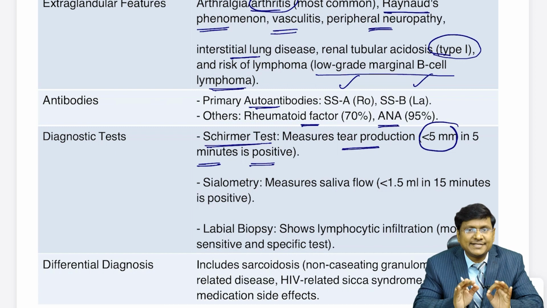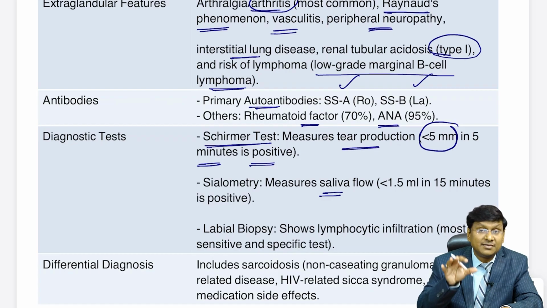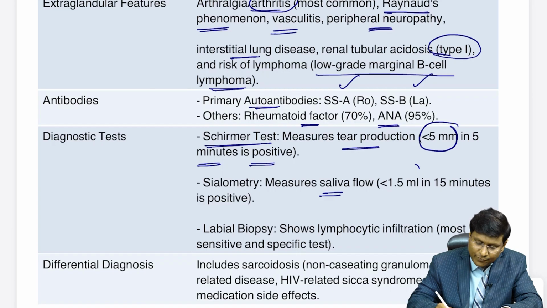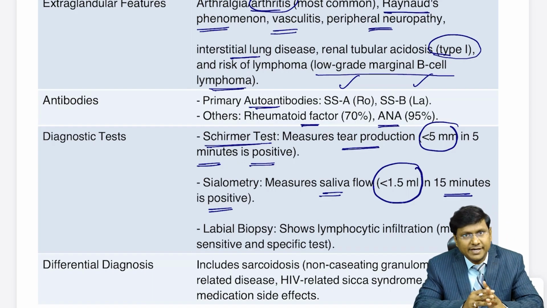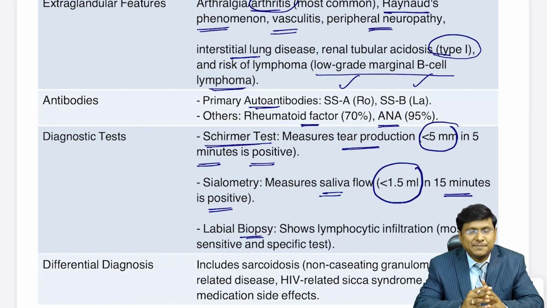The other one is sialometry. So sialometry is the one which will help in assessing the salivary secretion. Okay, so this will measure the salivary flow. If the salivary flow is less than 1.5 ml in 15 minutes, then the sialometry is considered to be positive. Then when you do a labial biopsy, this is the most sensitive and specific test, and with this we consider it as the investigation of choice.